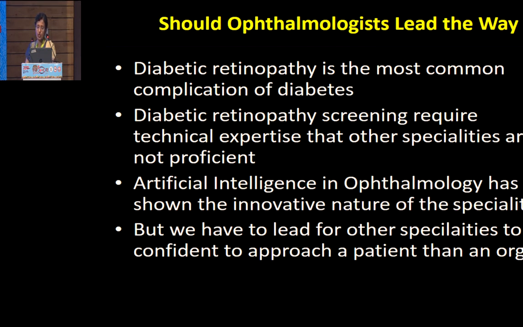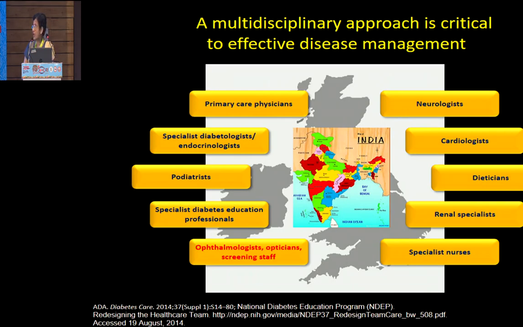So the question is, should ophthalmologists lead the way? Because diabetic retinopathy is the most common complication of diabetes, and it needs technical expertise, despite the fact that we have artificial intelligence. We seem to see more patients with complications than any other specialty, so we should lead the way. The patient still has to attend several multidisciplinary teams to get themselves sorted, but we can start the process for them. Thank you.